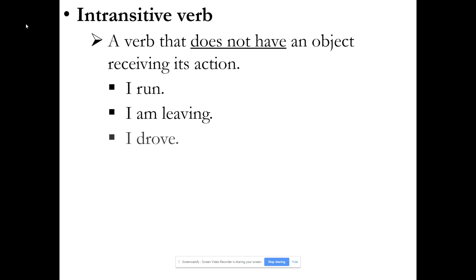It conveys the idea. "I drove." How did you get here today? I drove. That's a sentence by itself. Now, a non-example: "I hit."